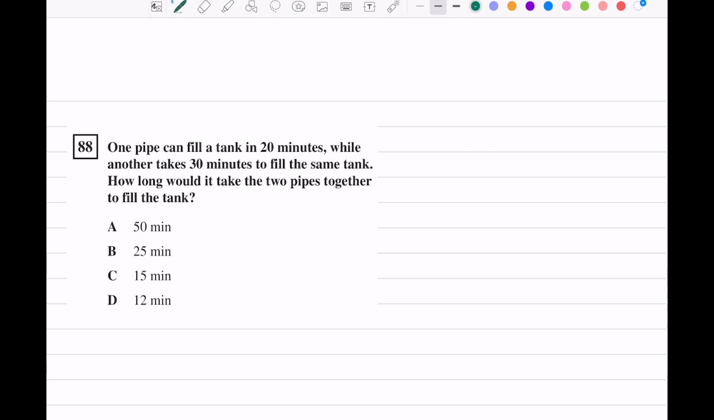One pipe can fill a tank in 20 minutes, while another takes 30 minutes to fill the same tank. How long would it take the two pipes together to fill the tank? So, where do you start with this problem?